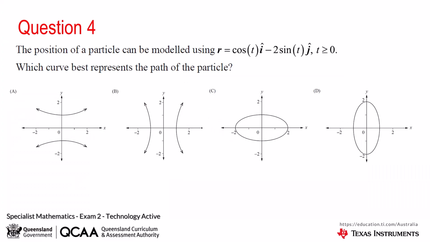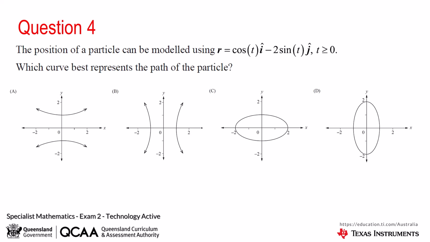In question 4, we're given a position vector as a function of time, and the position vector is r equals cos t i minus 2 sin t j, where t is greater than or equal to 0. We have 4 alternatives, and the idea is to determine the curve which best represents the path of the particle.